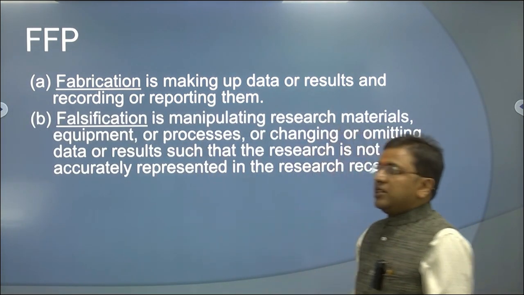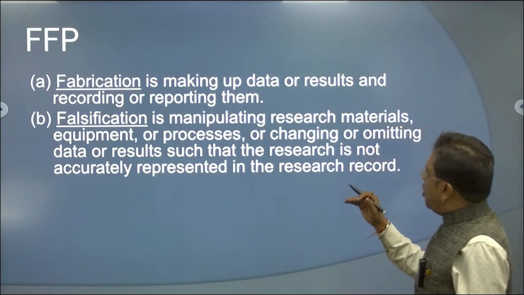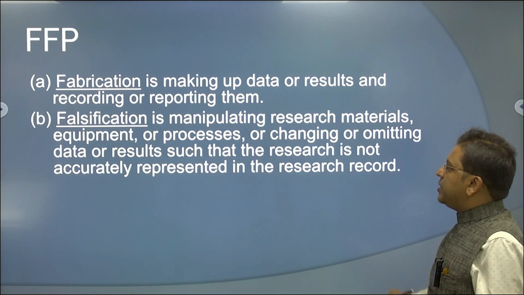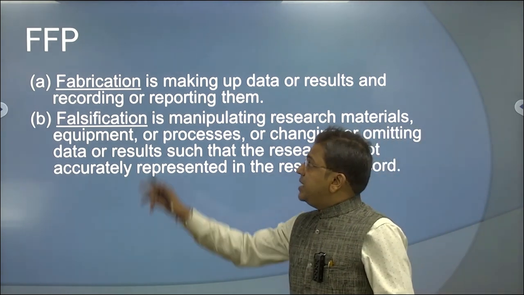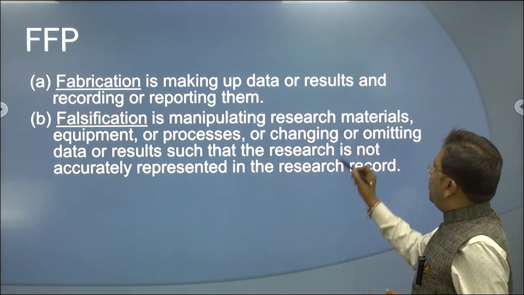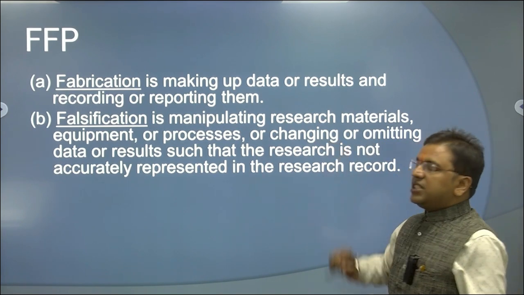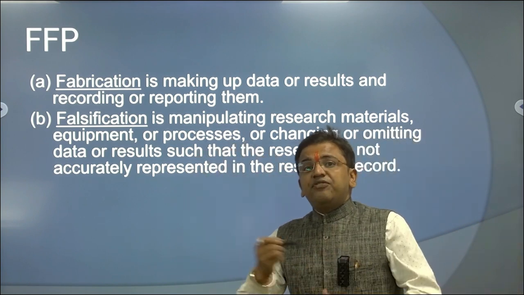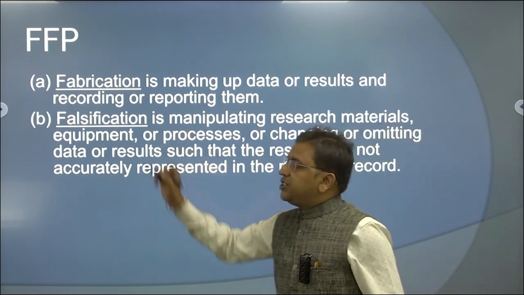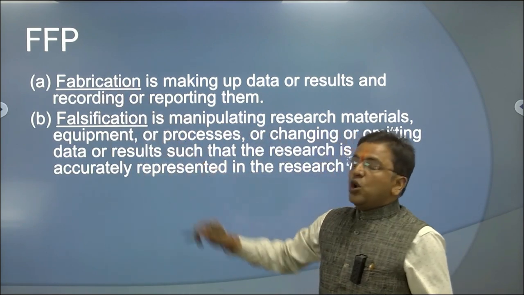Now, falsification. Falsification is manipulating research materials, equipment or processes, or changing or omitting data or results such that the research is not accurately represented in the research record. It means here we are going to falsify the data. The data is not there, but we are using that data for our study by omitting some data or changing some data, or the process of that data with different equipment, or not giving an accurate result, is what falsification is all about. So the first F stands for fabrication and the second F stands for falsification.